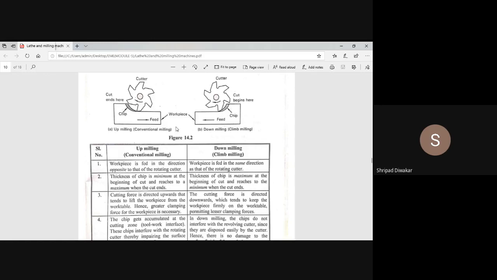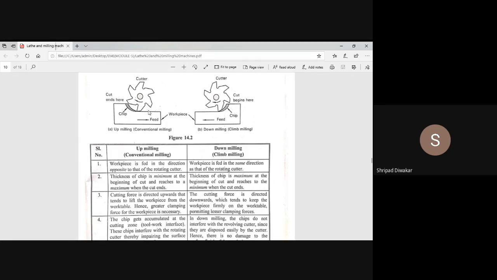Okay, so because the milling cutter rotates in the opposite direction to the given workpiece, a large amount of clamping force is required in case of up milling, because the directions of cutter and workpiece are different. And in case of down milling, because both the cutter and the workpiece move in the same direction, the clamping force is not so much required as compared to up milling.